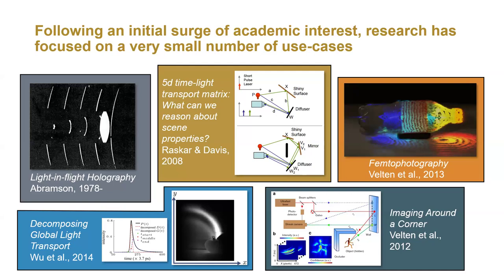They then used that prototype to demonstrate various applications. Most notably, its application in the bottom right, they showed that you could use a time of flight camera to image around corners. But for some reason, after the early 2010s, research in time of flight photography seems to have stagnated. People still work on it, but the research is increasingly focused on just a few narrow applications, and especially this application of imaging around corners.